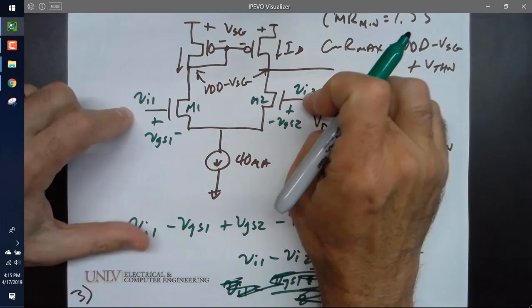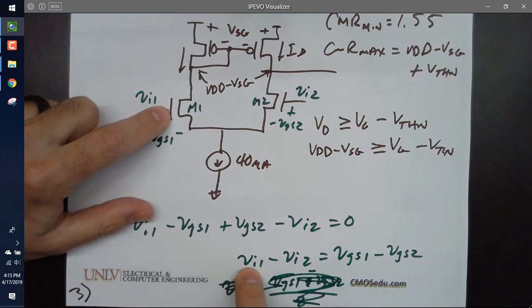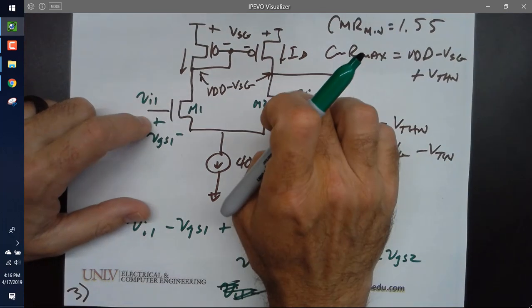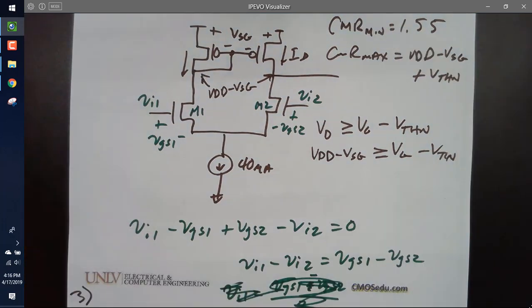If I put the same voltage here, wouldn't everybody agree then that V1 minus V2 is 0? And what's the current I get? 0. In other words, I am not amplifying a common voltage. I'm only amplifying the difference. So I have to have a difference on the two inputs. Yay or nay? And that's why it's a differential amplifier.